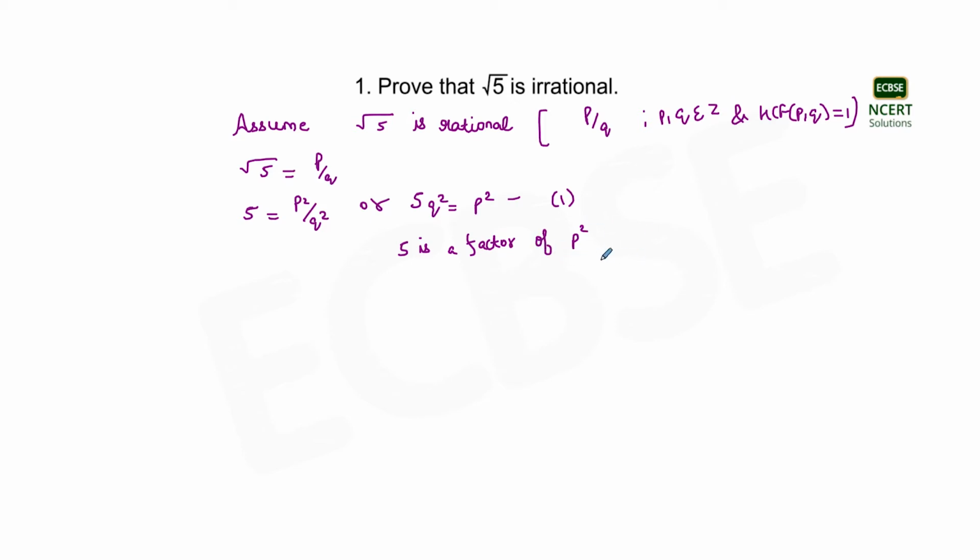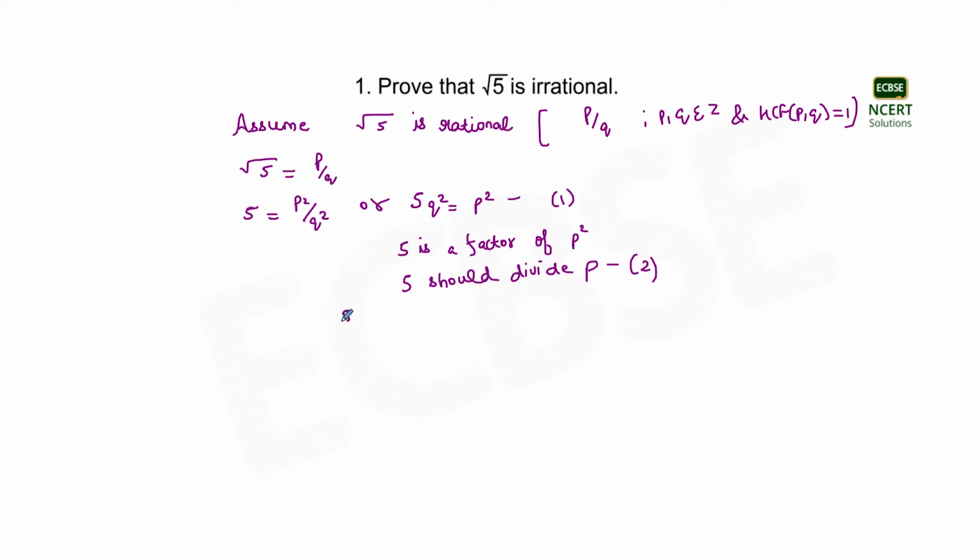Now here, if we remember the fundamental theorem of arithmetic, it says that if a divides p square, then a will definitely divide p as well. What it means is that if 5 is a factor of p square, then 5 should also divide p. This is what the fundamental theorem of arithmetic says. Now let us mark this as 2.